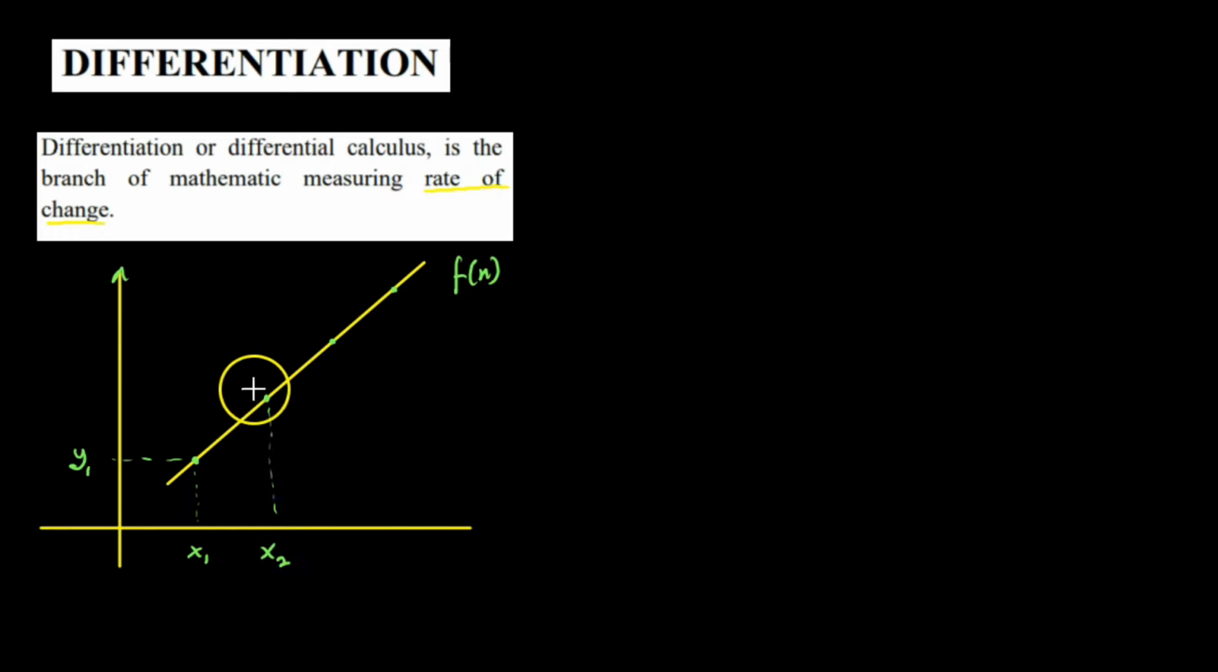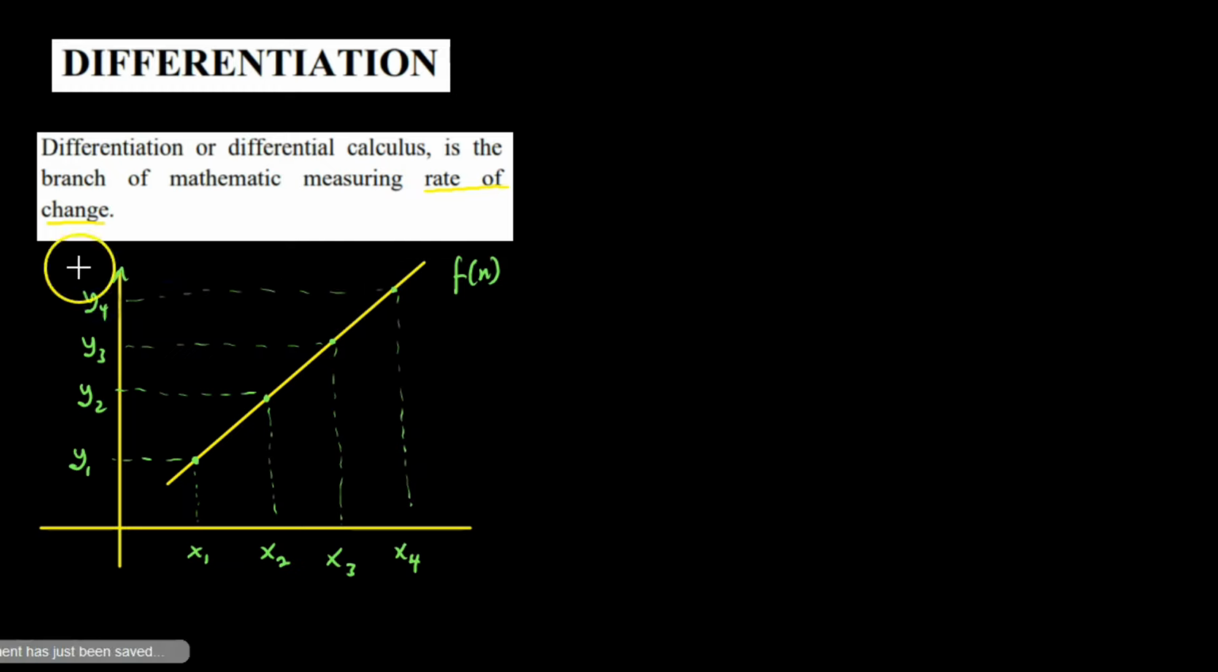Likewise, you may have x2 here and its corresponding y2 there, or you can say it is x2 going with f of x2, or x1 going with f of x1. Then we may equally have x3 here and the corresponding y3. Likewise, x4 will have its corresponding y4 or f of x4.